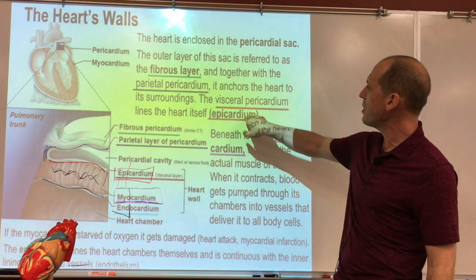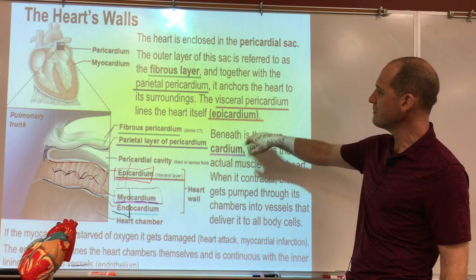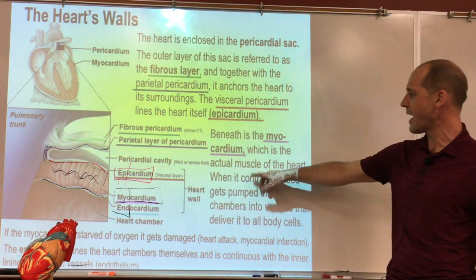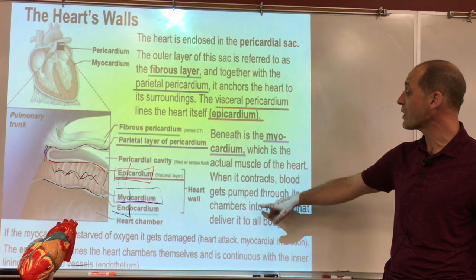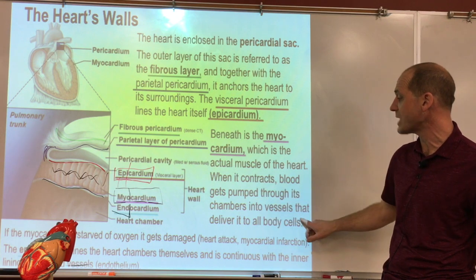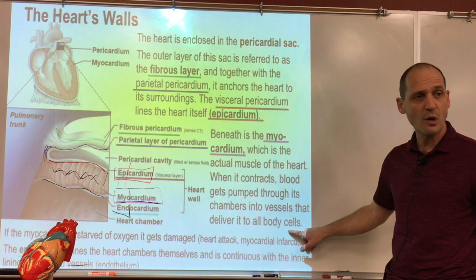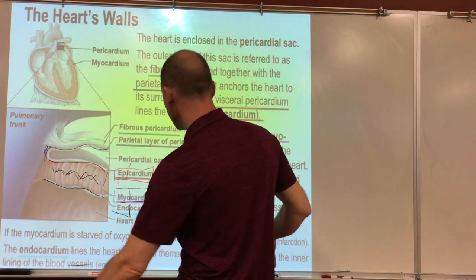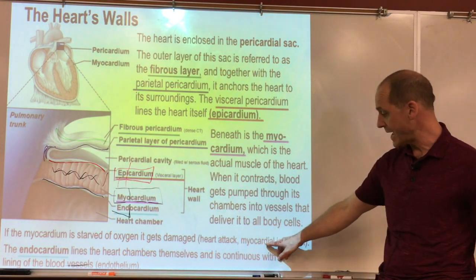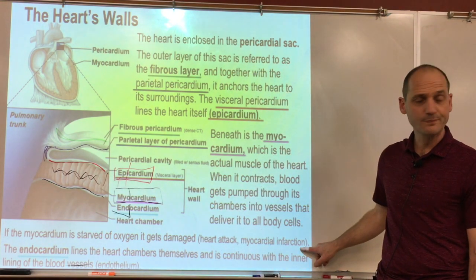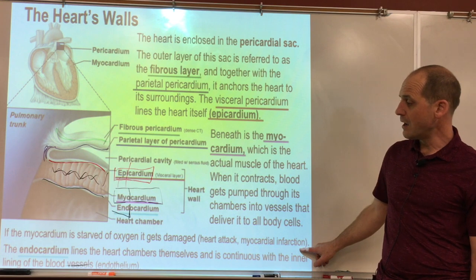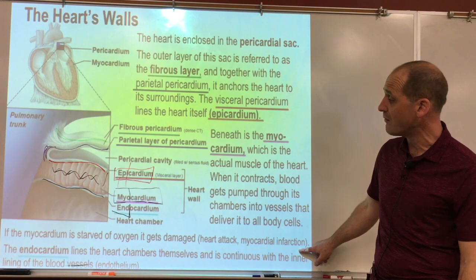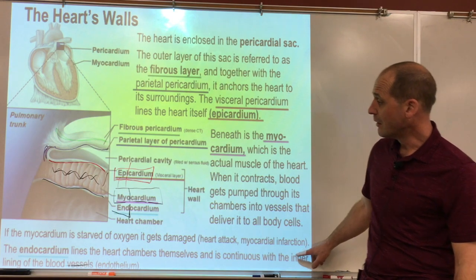So we have the visceral pericardium, in the heart itself it's the epicardium, that's right here. Then beneath it is the myocardium, the actual muscle of the heart. When it contracts, blood gets pumped through its chambers into vessels that deliver it to all the body cells. If the myocardium is starved of oxygen or gets damaged, we have a heart attack, also known as a myocardial infarction, an MI. That's a very big problem in our world, in the Western world generally.